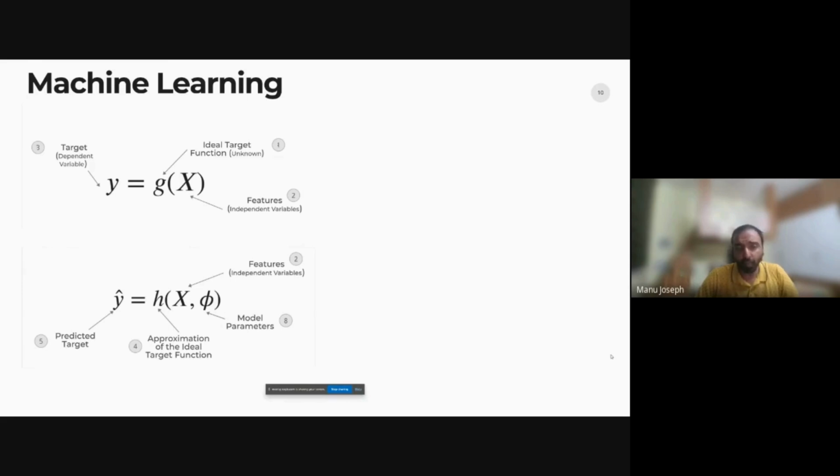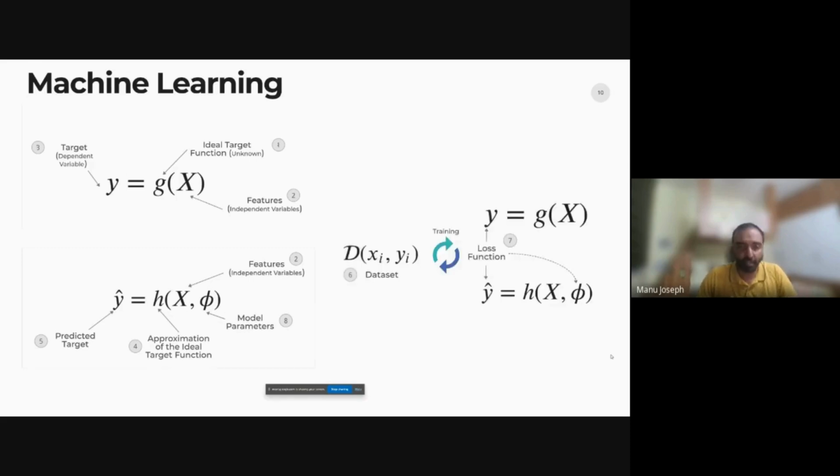But in this case, what we really want is that the approximation h be as close to G as possible, right? So in the supervised setting, this is where a data set comes in, where we have examples of X and Y, right? You have some features about a customer and information whether he has churned or not in the past. And we have some large data set, let's assume.